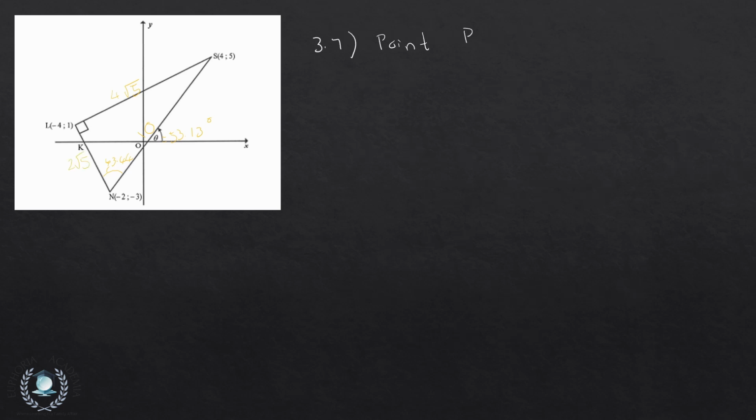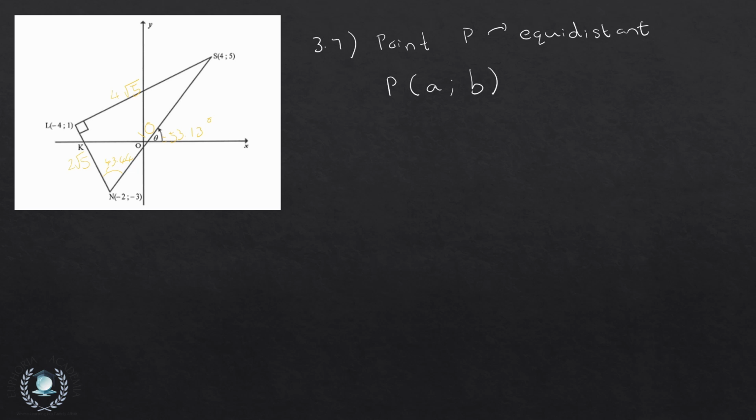Question 3.7, we're asked to find point P, which is equidistant from L, N, and S. Equidistant. So it means this point is somewhere in the middle between L, S, and N, right? So we can actually say, or let's rather say this: the coordinates of P will be (a, b).